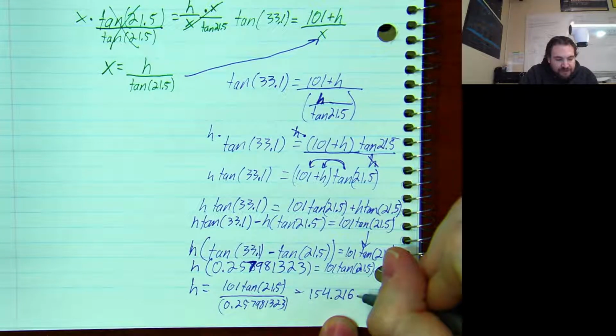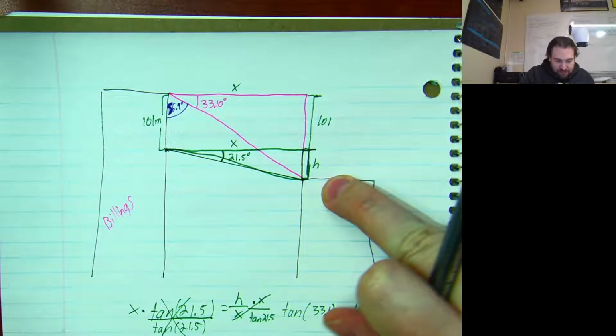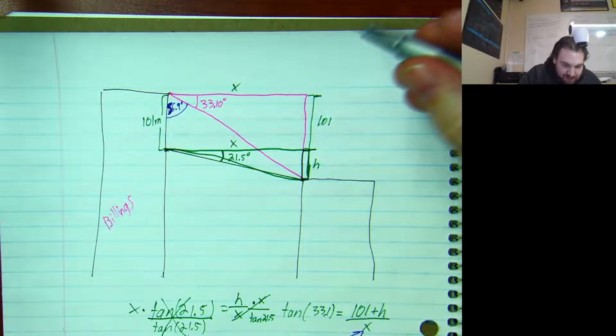Are we done? No, because we've only found this. So this now is 154.216. I want to find this. What do I do?